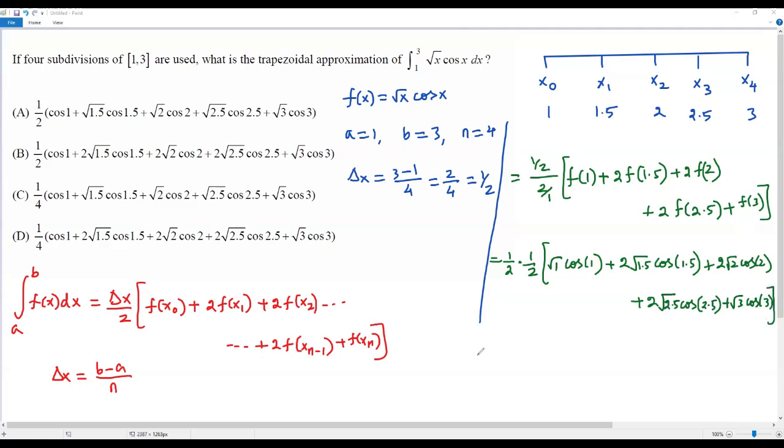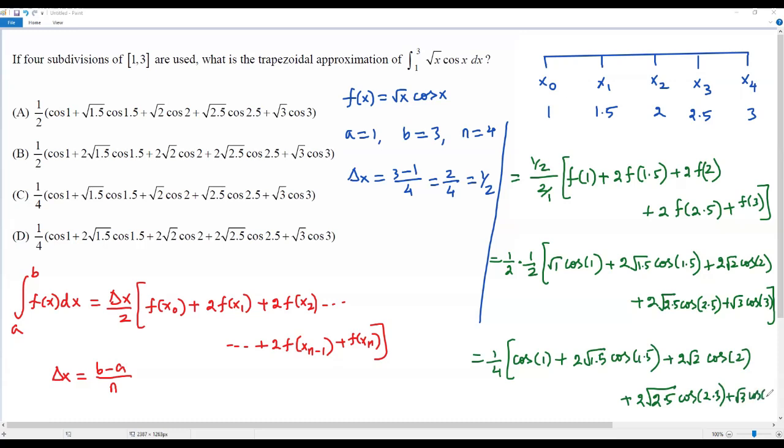Okay, let me close the square bracket. So here 1/2 times 1/2 will become 1/4. Square root of 1 is just 1, and 1 times cosine of 1 is cosine 1. Plus 2 times square root of 1.5, which can be written as it is. Let me write it clearly. Okay, so then we get cosine of 1.5, plus 2 times square root of 2 times cosine of 2, plus 2 times square root of 2.5 times cosine of 2.5, plus square root of 3 times cosine of 3.